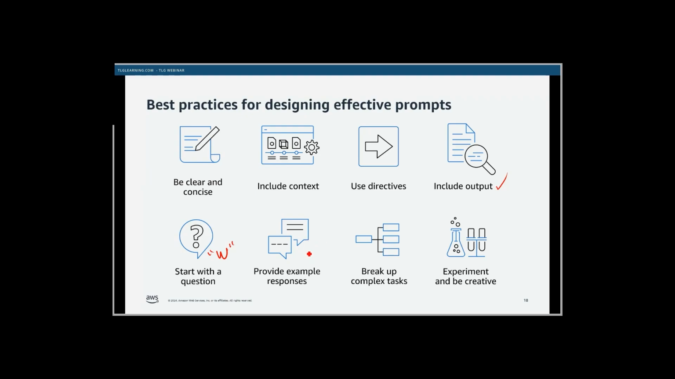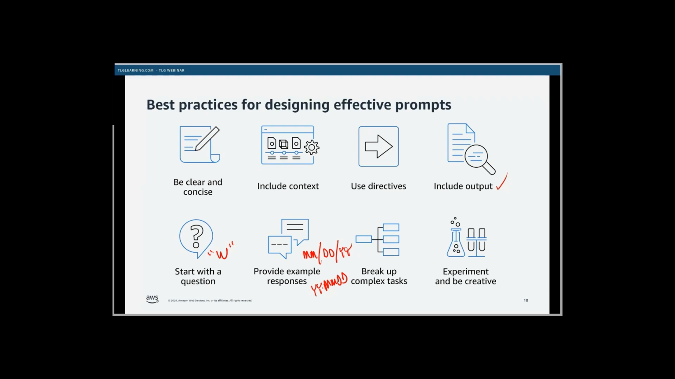You could have, as is common in the United States, month, day, year type of format, but there may be other formats. We have maybe year, month, day type of format. If you want your output in a specific type of format or constructed a specific way, provide some examples for those responses. Also, you may need to break up complex tasks.